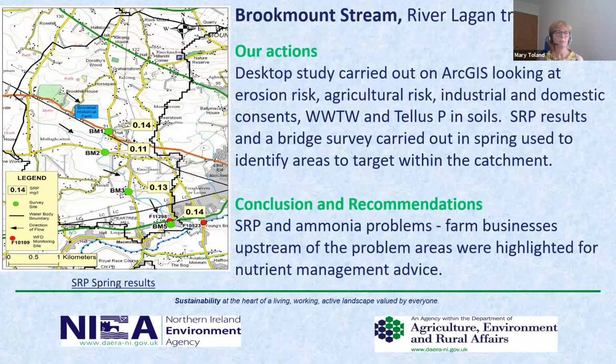So the desktop study was carried out looking at the maps on GIS. We looked at erosion risks, domestic consents, wastewater treatment works, anywhere where the source could be of pollution. We carried out soluble reactive phosphorus sampling and bridge surveys to identify other areas to target. And in the end, we realized farm businesses upstream of the problem areas seemed to be where the inputs were coming from. And they were highlighted then for nutrient management advice by the Knowledge Advisory Service.